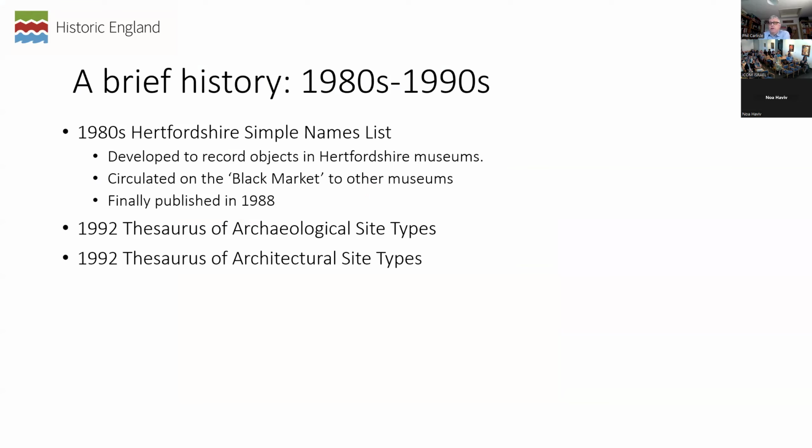In the 1980s, we started to move towards the digitization of records. And that meant that we needed to start filling in database fields. And people needed things to record in those database fields. And the first vocabulary that came out really was the Hertfordshire Simple Names List. And this was developed by the Hertfordshire Museum Division of the Hertfordshire County Council. And it was deemed to be so useful by other museums that there was quite a good trade on the black market in copies of this list, which was basically just a list of object types, passed around until eventually the Museum Documentation Association decided to actually publish the list in 1988. And that became the first attempt to standardize terminology within the UK museum sector.